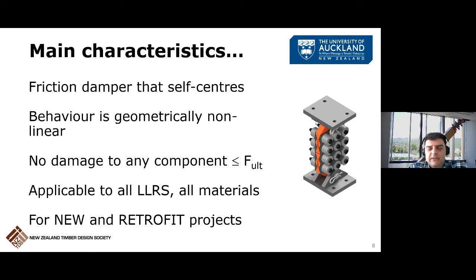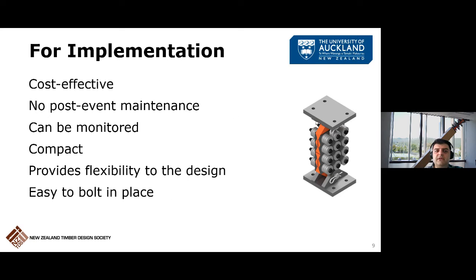The main characteristics of this connection or this solution is that it's a friction damper that's self-centering. Behavior is geometrically nonlinear, but it's not plastic. There is no damage up to the design level load and it is applicable to all materials and all types of lateral load resisting systems for new and retrofit buildings. For timber structures, it's cost effective because the ductility and damping you get from this is not comparable with the ones you're getting from conventional solutions.